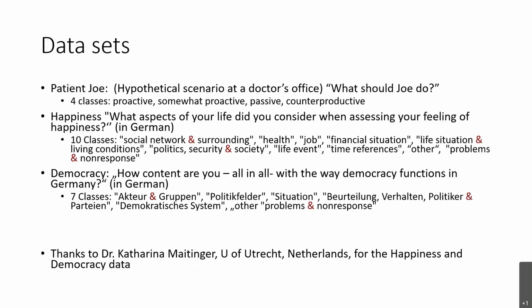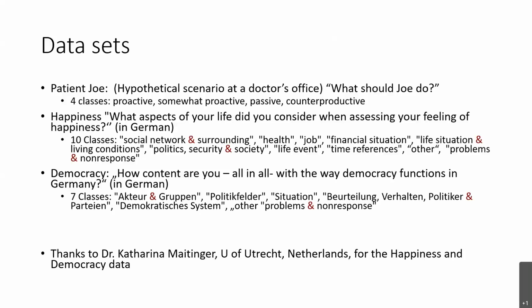All right, we have 3 data sets we're working with, and I'm just giving a brief overview here. The Patient Joe data is a hypothetical scenario at a doctor's office. The question the respondents are asked is, what advice would you give Joe, or specifically, what should Joe do? This is categorized into 4 classes, whether the advice reflects proactive behavior, somewhat proactive, passive, or counterproductive, which means go away to the hospital, leave the doctor, basically.